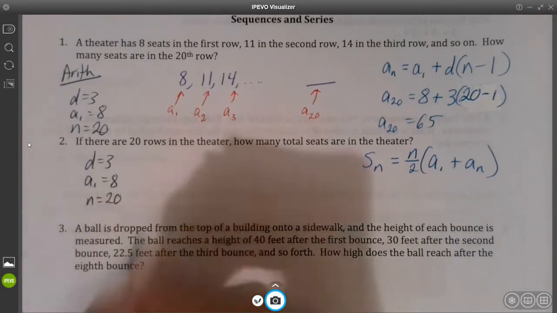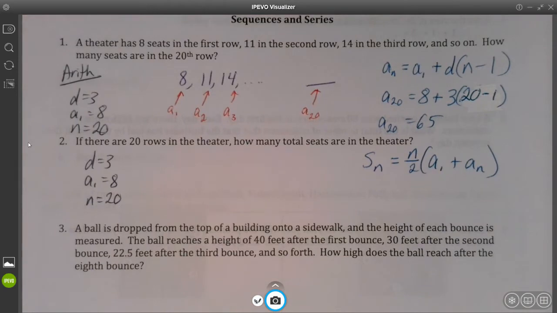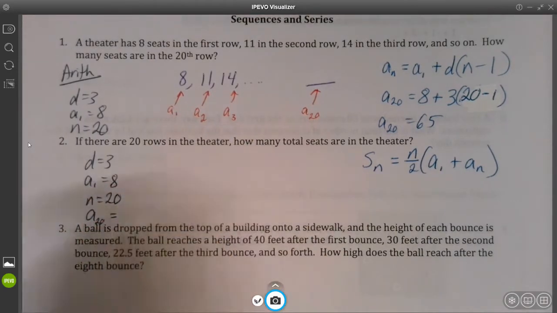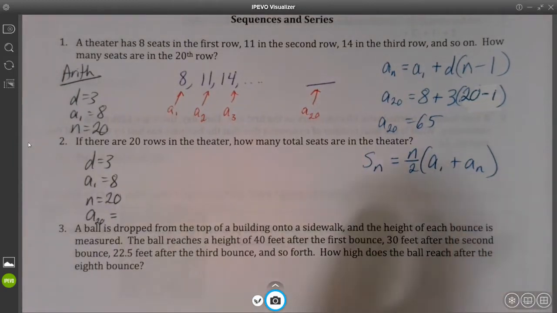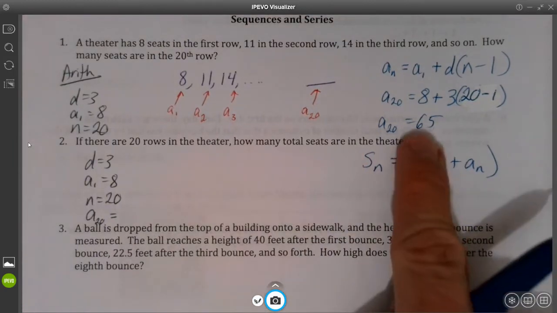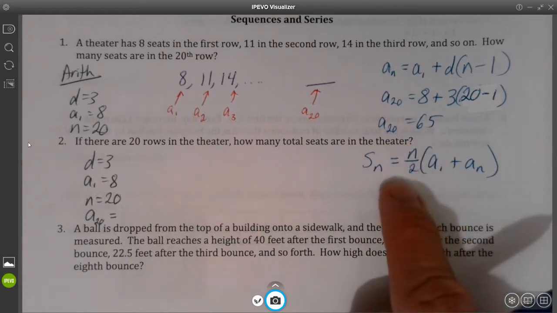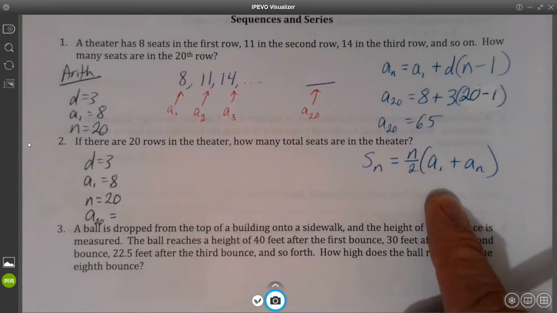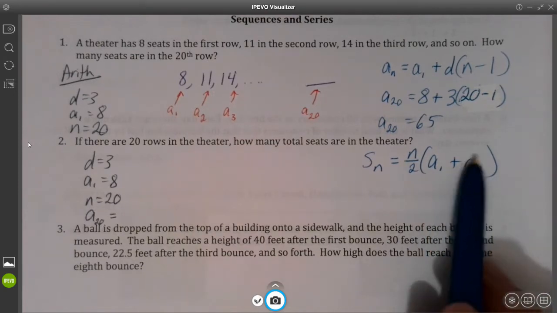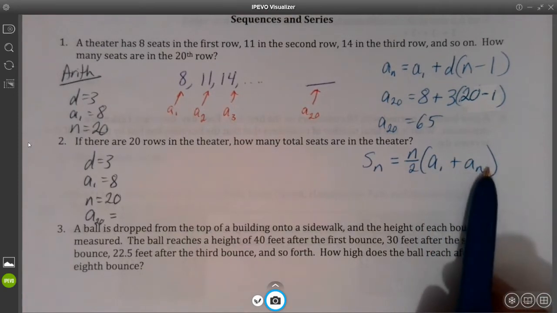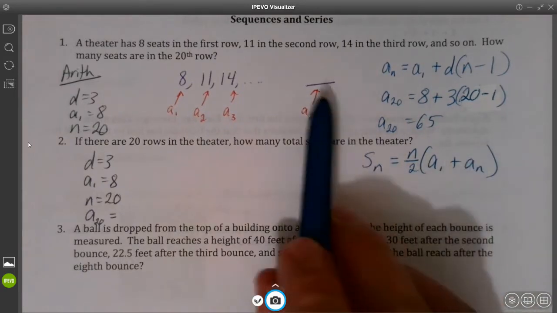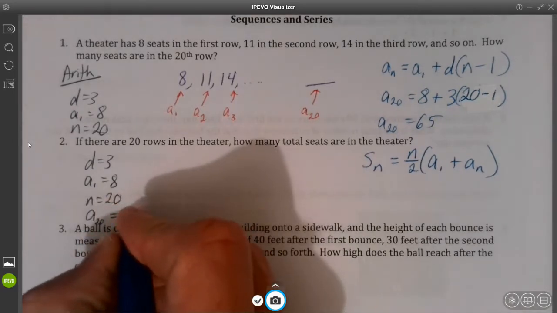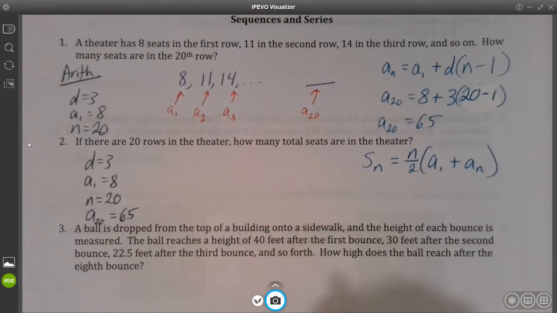Oh, I'm dealing with the 20th row. Oh, here's what else I need. I need to know the nth row. I need to know the 20th row. See, I'm going to need that. And that is something I just found from the previous problem. So whenever you are doing this arithmetically, you are going to need to know the number of terms and the last term. You need to know what that last term is that you're dealing with. So in this case, it's 65 because we already found it out. So we're going to just plug that in.